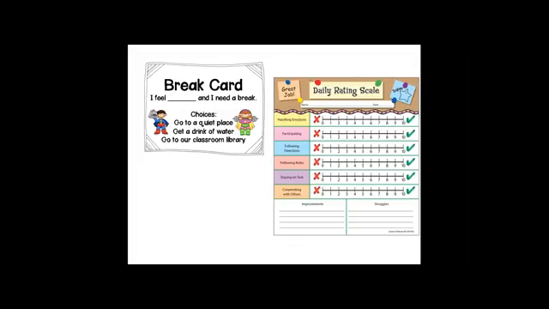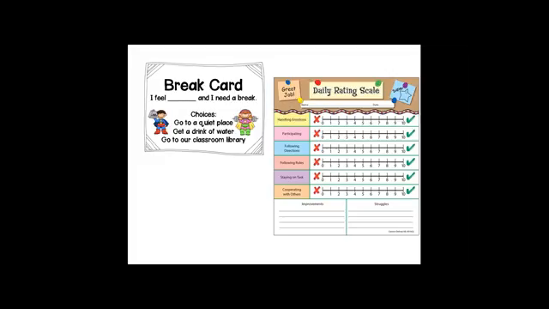Possibly a break card would be appropriate for a student who's experiencing some sensory overload or anxiety. And here it says, I feel blank and I need a break. So again, we're helping students to identify what their emotional state might be. And then here are some appropriate choices that they can make.